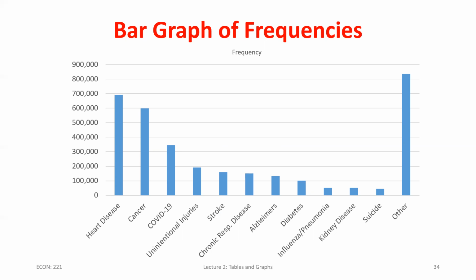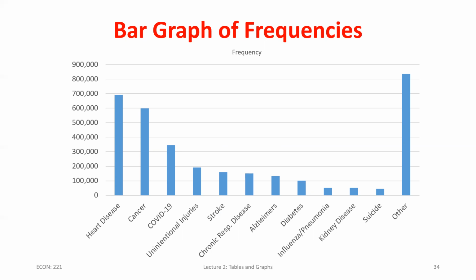But this is a nice, quick visual: about 700,000 people are dying from heart disease, about 600,000 from cancer, and so on. You quickly see from the bars that those are the things that are killing people the most. So if I'm the government, I'm starting to direct funds towards those things. Okay?